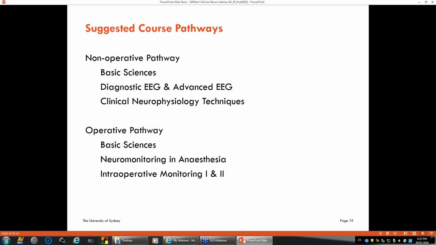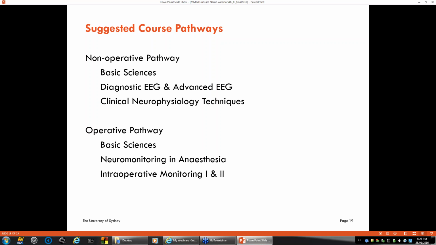We've put together 2 suggested course pathways based largely on the environment in which students will work. For those who predominantly practice in a non-operative setting, so an outpatient referral setting or a large hospital setting, we suggest that the basic sciences unit is undertaken, as this is the core unit, and then the diagnostic and EEG and advanced EEG modules is appropriate, along with the clinical neurophysiological techniques. And we believe that covering these topics will give a very good and thorough examination and understanding of all the common procedures that are used in that setting.